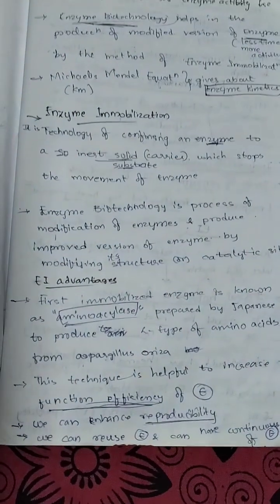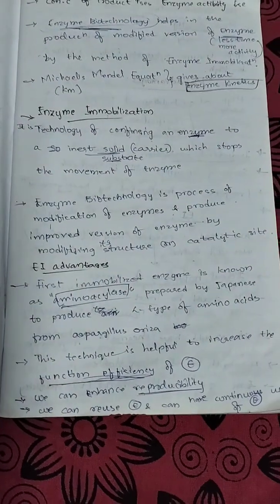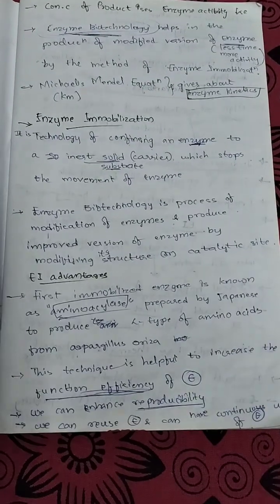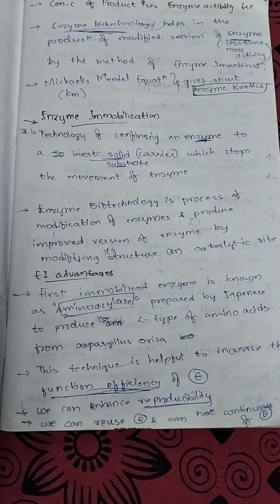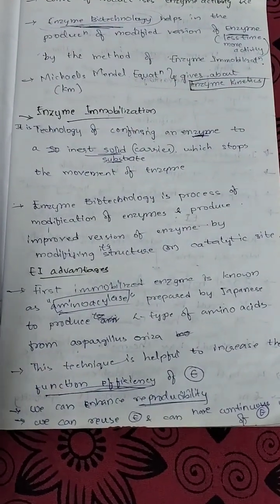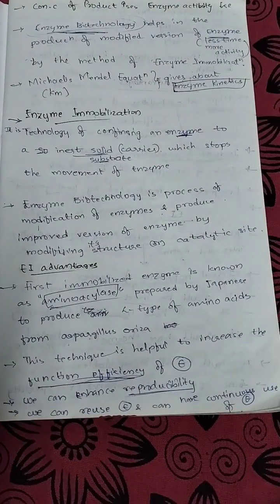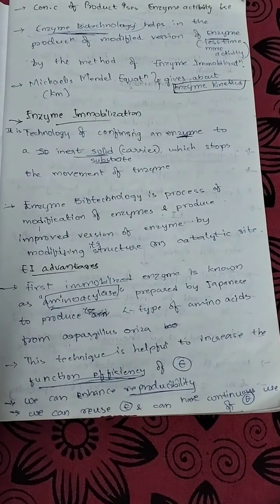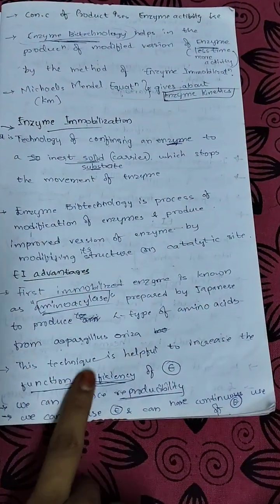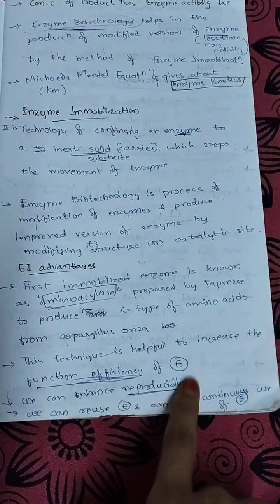Now we are going to study the enzyme immobilization advantages. The first immobilized enzyme is aminoacylase. It was prepared in Japan, and it produces L-type amino acids. This technique is helpful for increasing the functional efficiency of enzymes. It enhances the reproducibility of the enzyme.